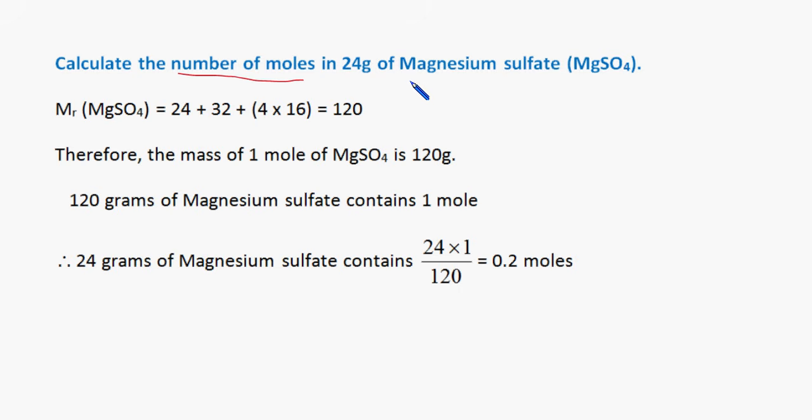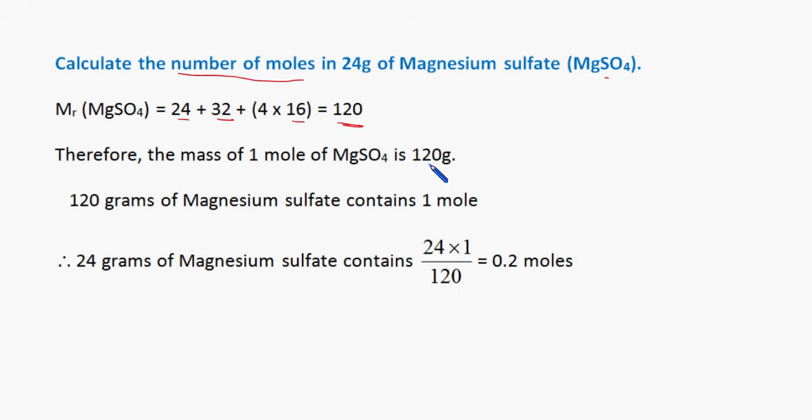Previously we had calculated the relative formula mass of magnesium sulfate to be 120, because we have one magnesium atom, mass number 24. We have one sulfur atom, the mass number is 32, and we have 4 oxygen atoms, the mass number is 16, so it's 4 by 16. So we get 120. Now what does this 120 mean? What this tells us is that the mass of 1 mole of magnesium sulfate is 120 grams.